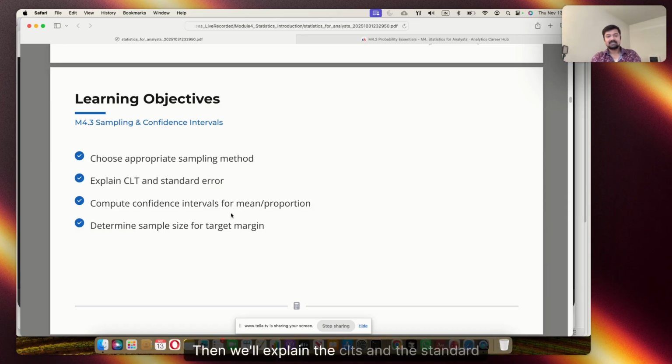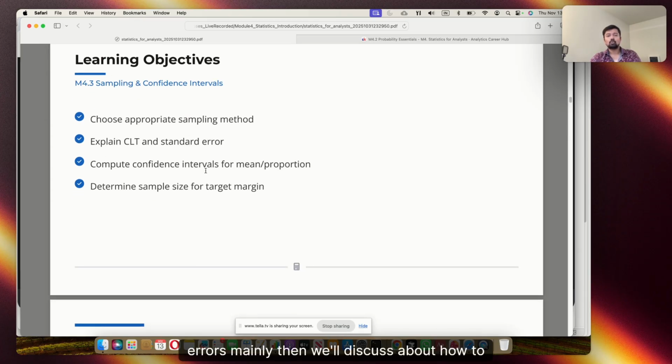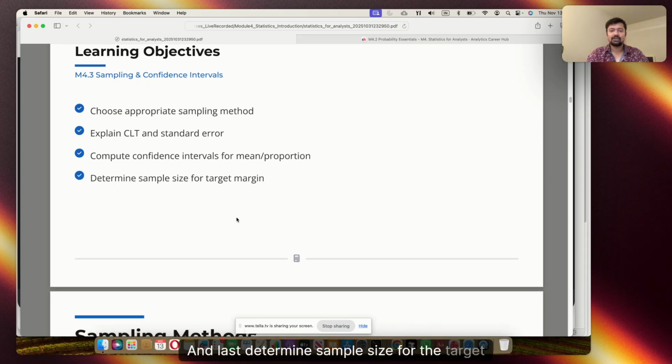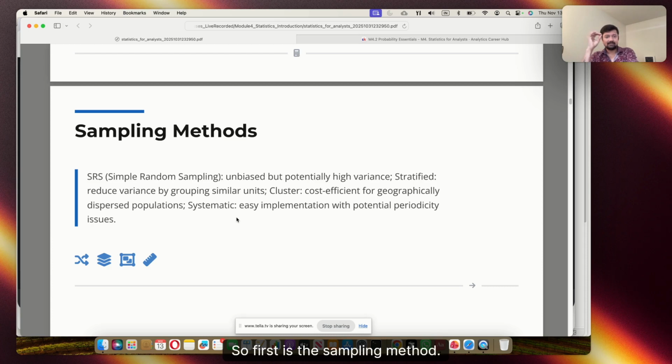Then we'll explain the CLT and the standard errors mainly. Then we'll discuss how to compute the confidence interval from the mean and proportions in the data. And last, determine sample size for the target margin. So first is the sampling method. The first sampling method is simple random sampling, SRS. This is unbiased but potentially has high variance.